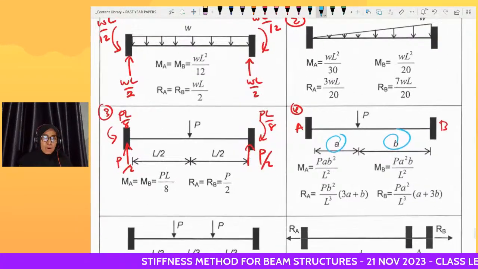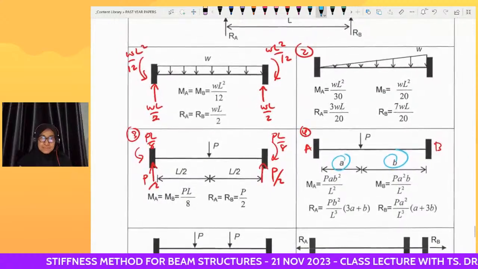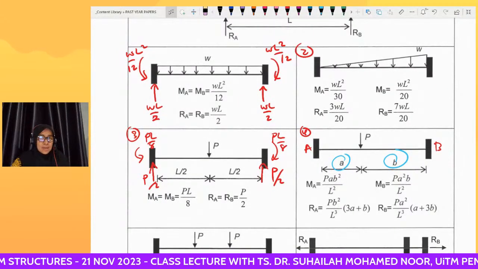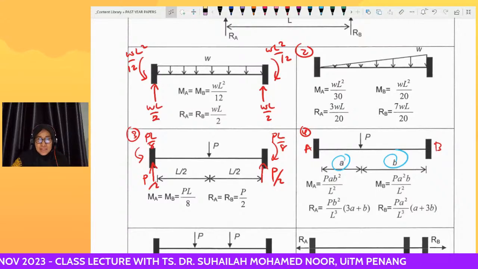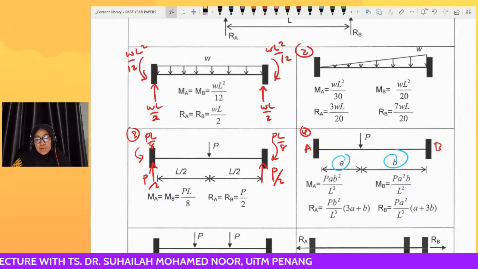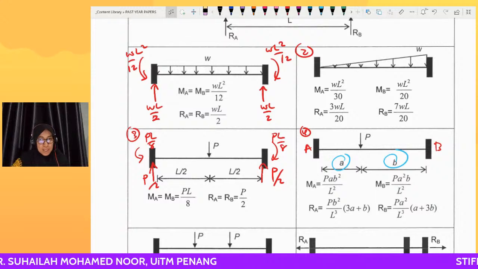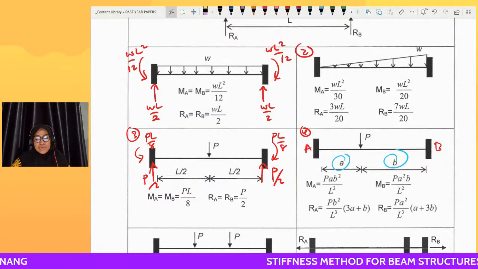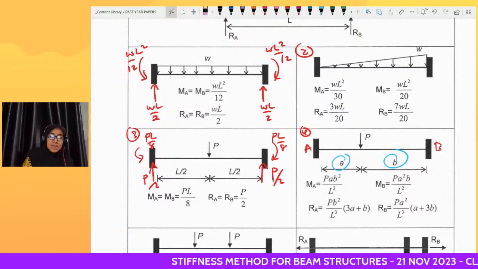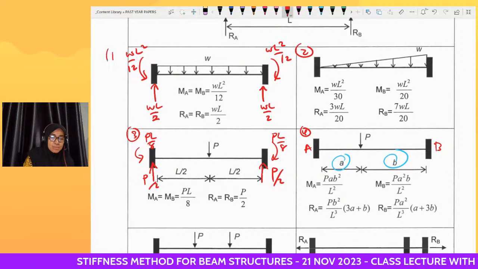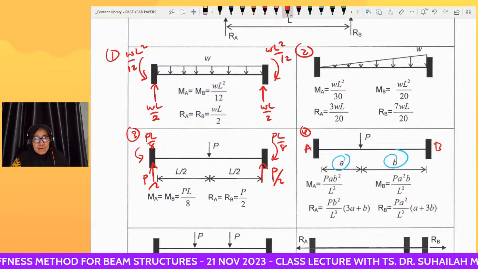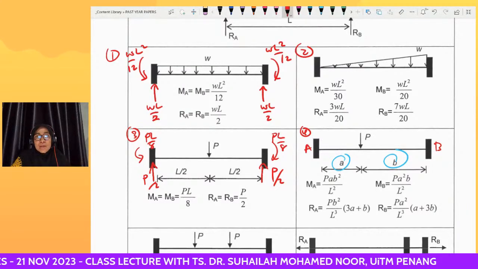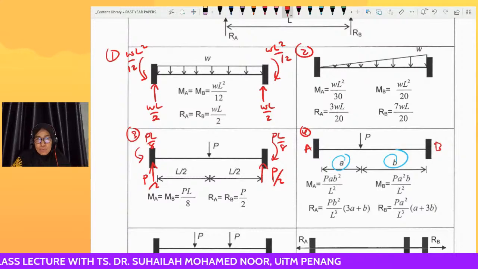For the stiffness method, for this topic, it is just enough to understand these four types of loading: type number 1, 2, 3, and 4. We will use these formulas again in topic number 3, the moment distribution method.